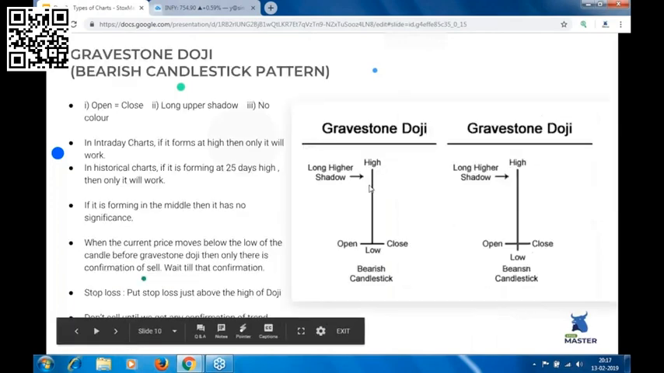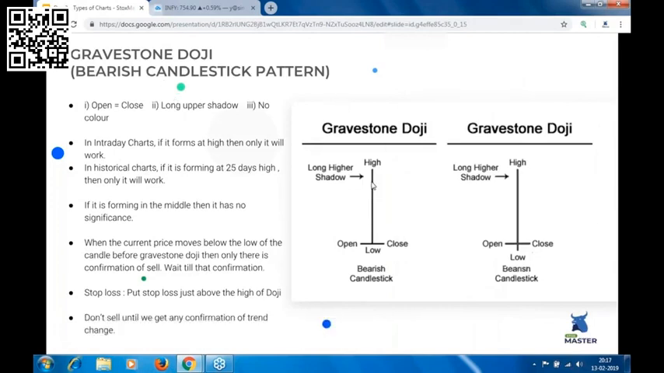Now your gravestone doji is a bearish candlestick formation. That means it is formed after an uptrend. If after an uptrend we see this bearish gravestone doji, we can assume now that the trend is about to reverse, because we can say that now the bears are pulling the prices down and the bears are taking control over the market. So if the next day the low of this candle is broken, that is the time we can enter in the stock and we can keep our stop loss above the high of this candle. Now this candle also has importance only if it is formed after an uptrend. If it is formed anywhere in between, then this candle has no meaning to us.